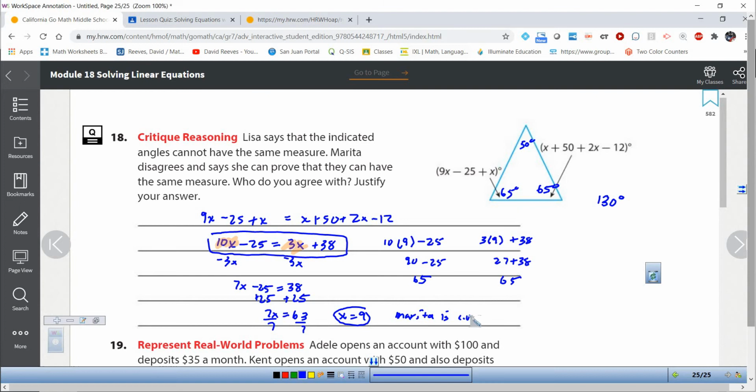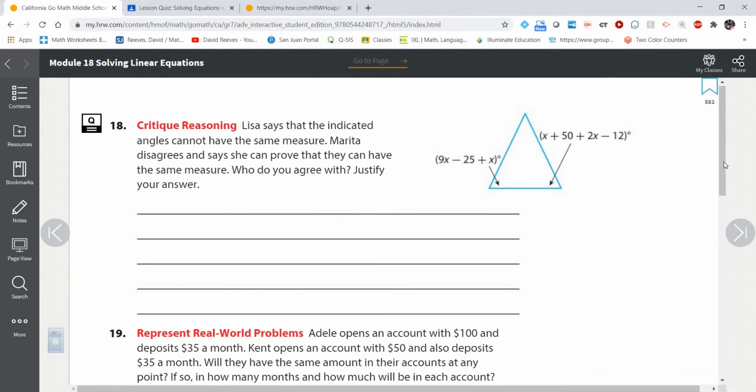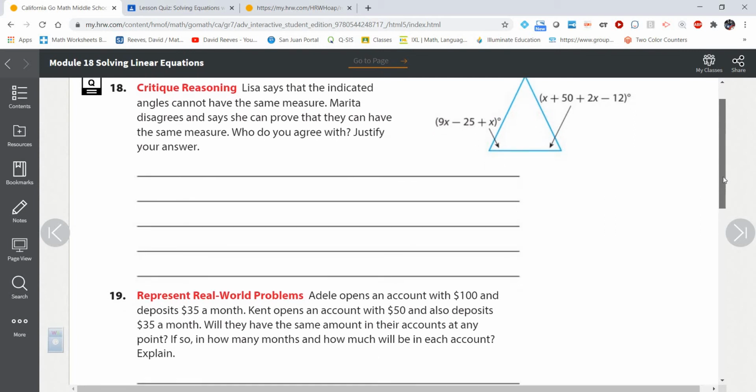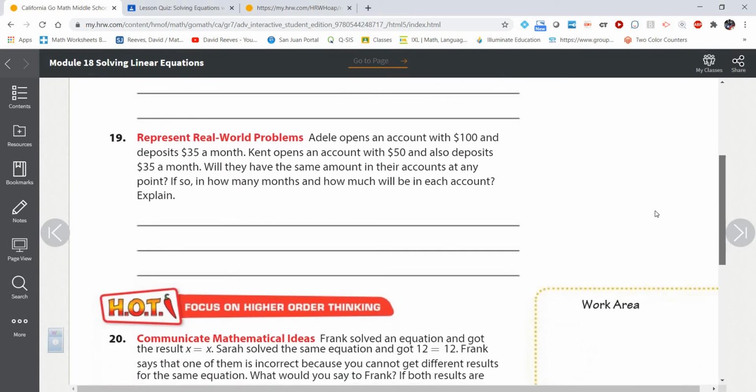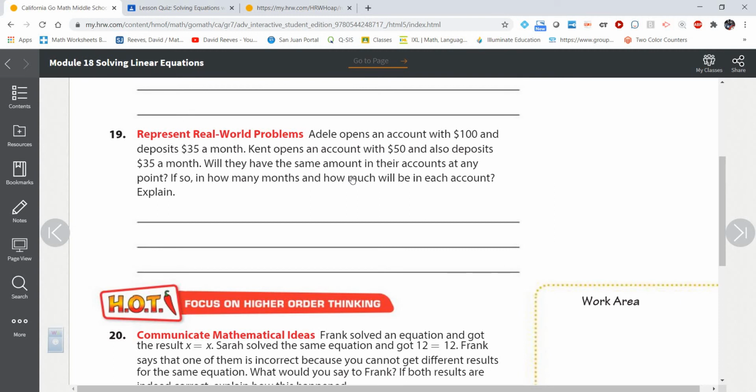Marita is correct. I do want to warn you that sometimes you can have a solution for the equation, but when you put it in the application, it doesn't work. For example, I was wondering if we were going to get a negative measure for an angle, or if they would add up to a number greater than 180, because that would not be possible either.